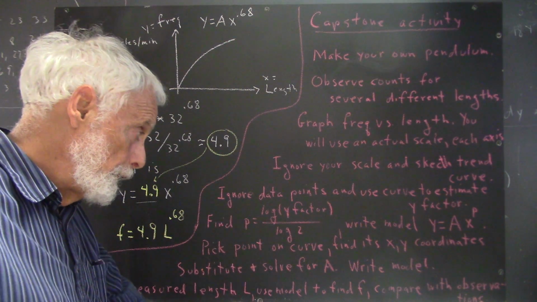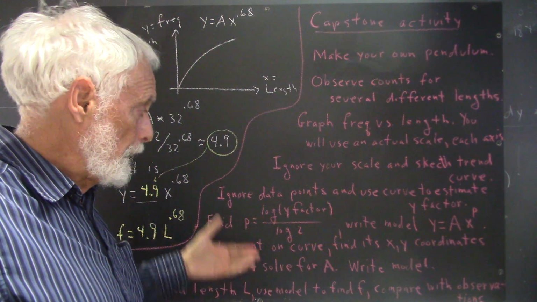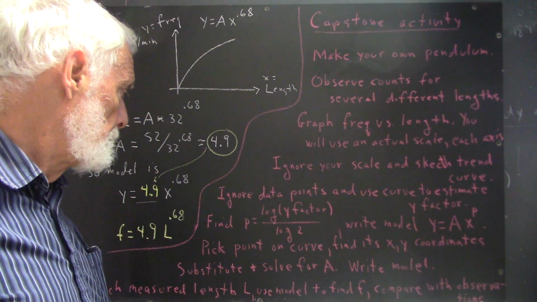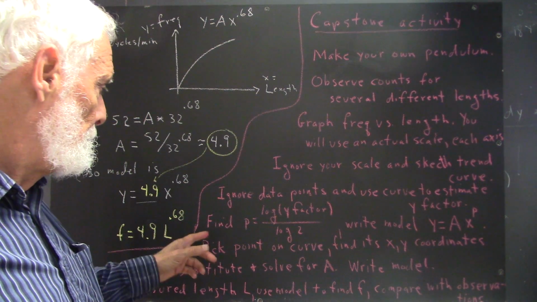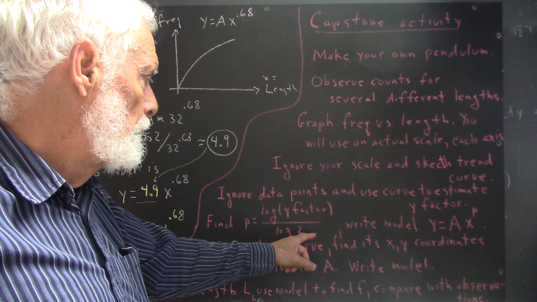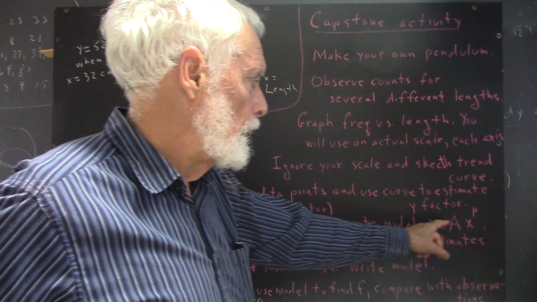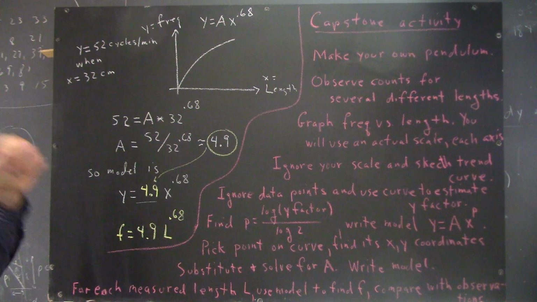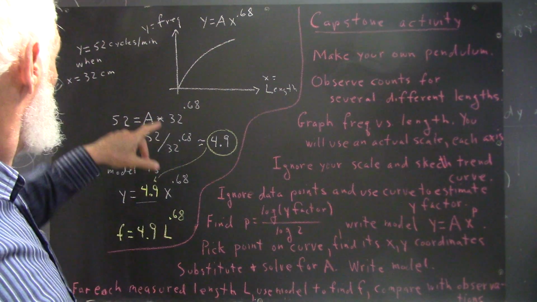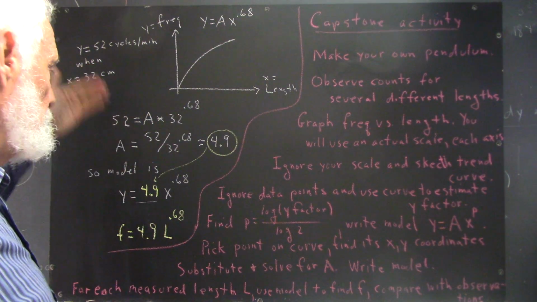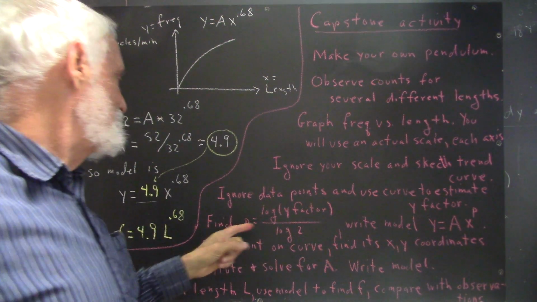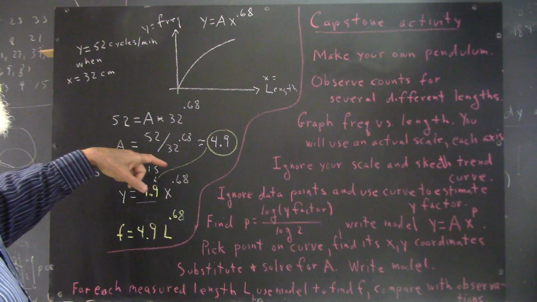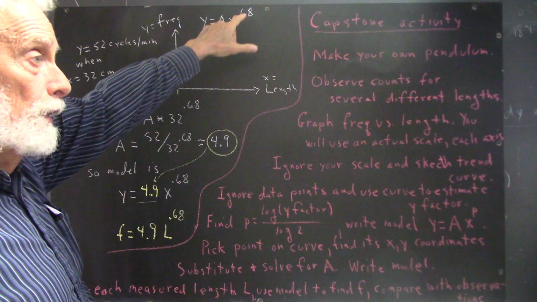And that might be off in the future for many of you who haven't even had the course where you develop the tools you need to do this. So you find this log and you write your model y equals ax to the p, just as we did over here. You find your y factor and you write the model y equals ax to the p, which would be like y equals ax to the 0.68.